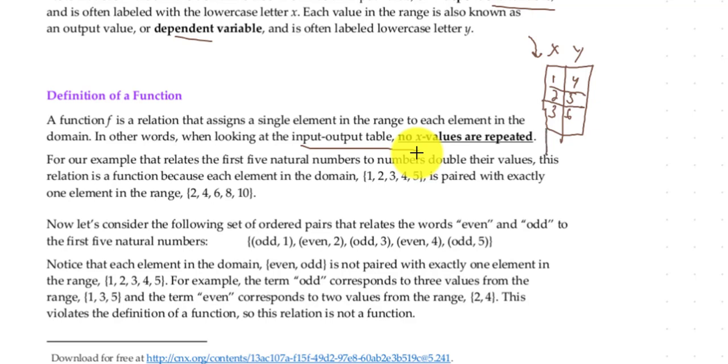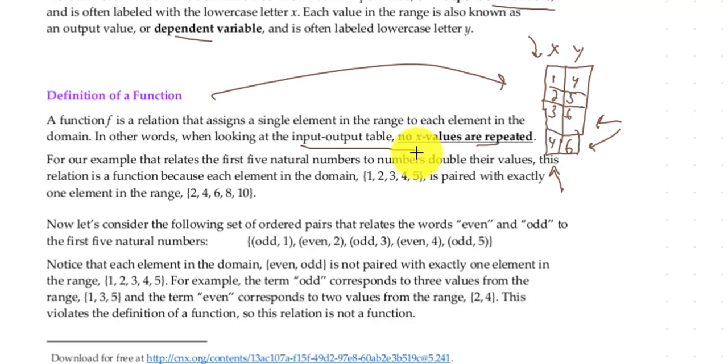If I kept going and I add the number 4 and I add 6 again, even though the number 6 is repeated, nothing in the x column is repeated. So we can still say that we have a function. This table represents a function.